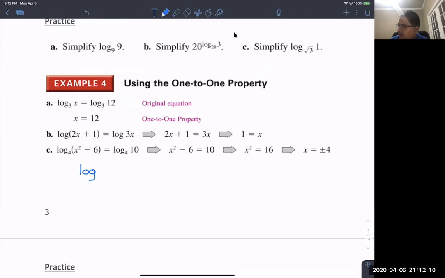Let's look at example A. Log base 3 of x equals log base 3 of 12. They both are log base 3, and we know that they're equal to one another. So if log base 3 of x equals log base 3 of 12, that means x equals 12. You can only cancel those when the logs have the same base, okay?